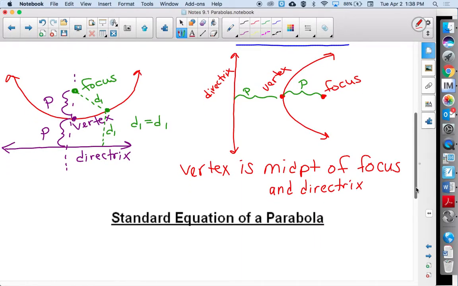So every time you graph a vertex, take a look at it. After you graph the focus and the directrix, it should be in the middle of the two of them. If it isn't, then you calculated something wrong. Questions?